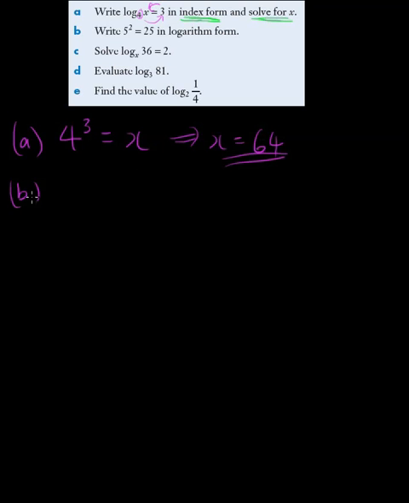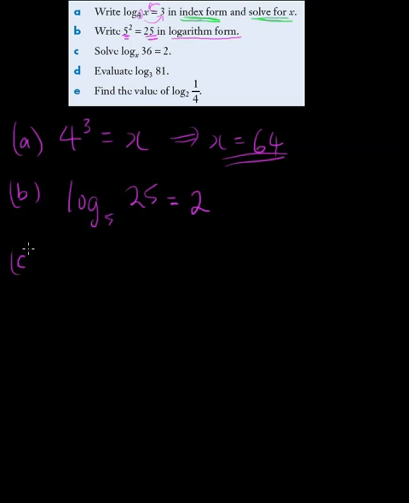Let's do b. For b, write 5 to the power of 2 is equal to 25 in logarithm form. So in logarithm form, we're going to need to write the base first. So this is log, and the base here is 5. 5 is the base. So log base 5 of the number, which is 25, would be equal to the power, because logarithms are powers, which is equal to 2. So this would be the equivalent of b.